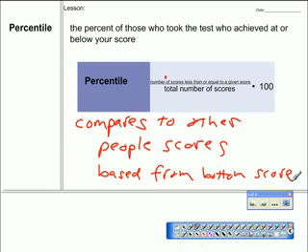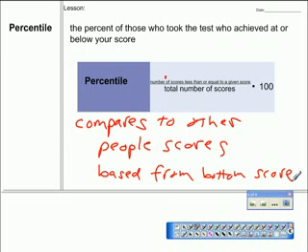So what's the largest percentile you can get? 99th. 99th percentile is the highest. Because if you're the top scorer, you're the top scorer. 99% of people either scored below, at, or below, because there'll be other people equivalent.